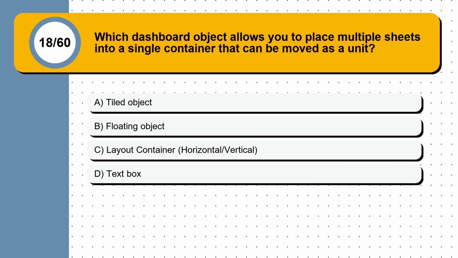Question 18. Which dashboard object allows you to place multiple sheets into a single container that can be moved as a unit? Option A, tiled object. Option B, floating object. Option C, layout container, horizontal/vertical. Option D, text box.